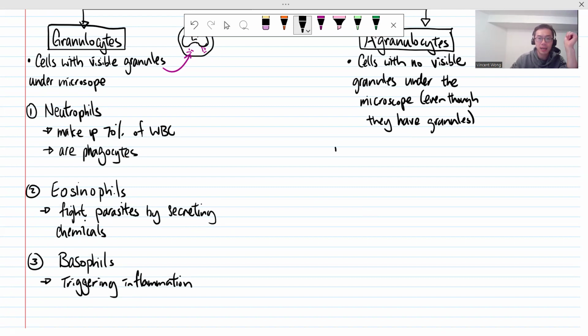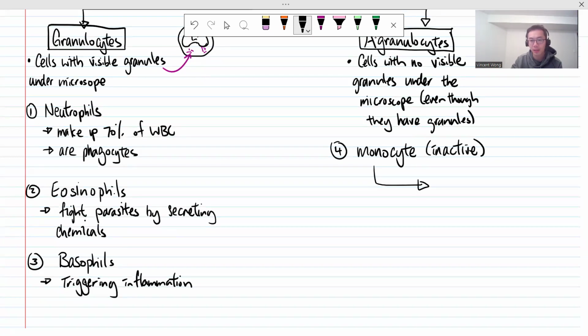All right, next we have agranulocytes now. Agranulocytes, these are things that you cannot see the granules, even though they have them. So the first one is called a monocyte. A monocyte, you can think of them as like inactive. They're just moving around the body, making sure everything is okay. And when they encounter something that shouldn't be there, they can transform into macrophage. So macrophage is the active one.